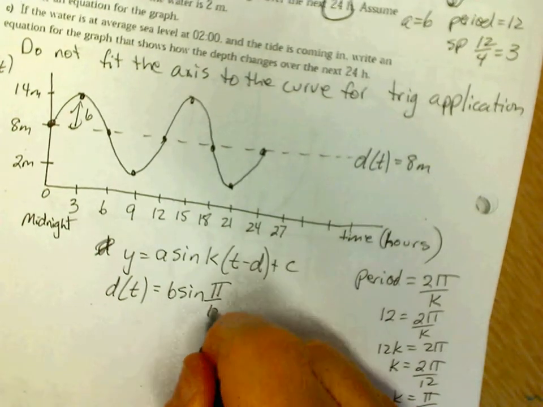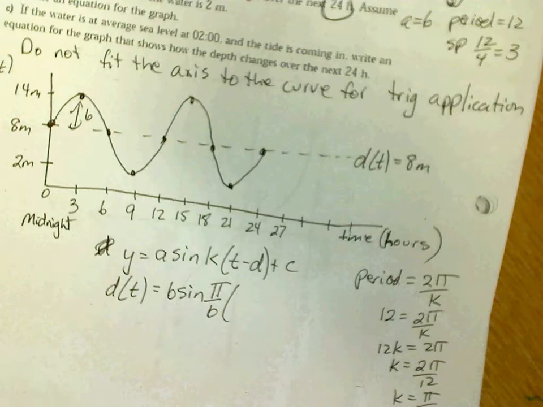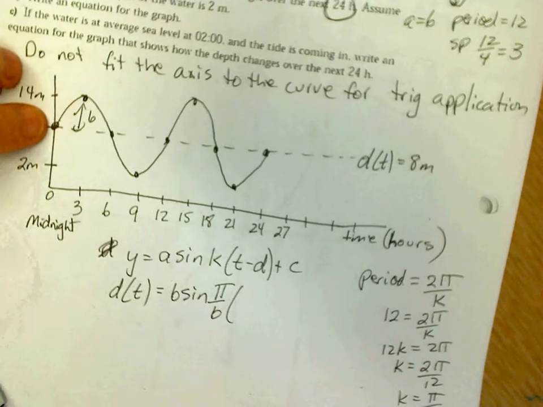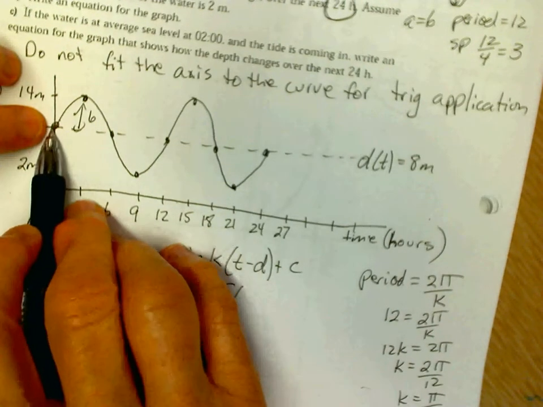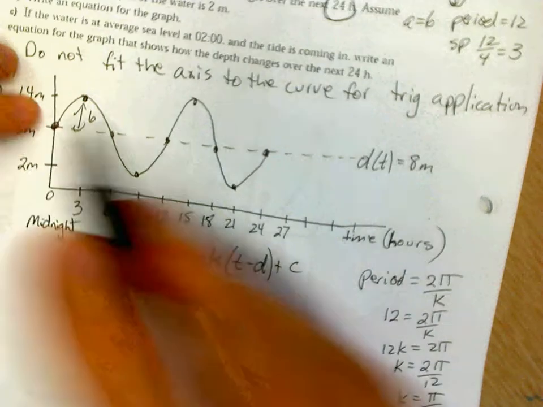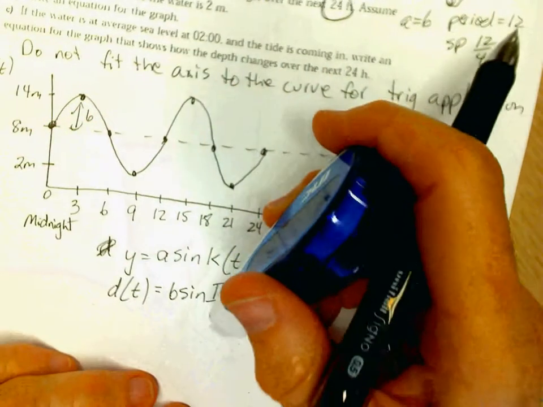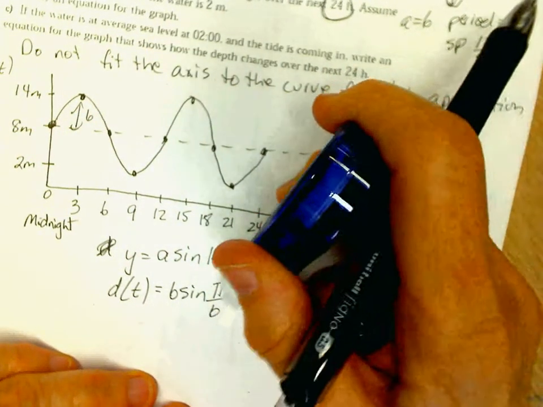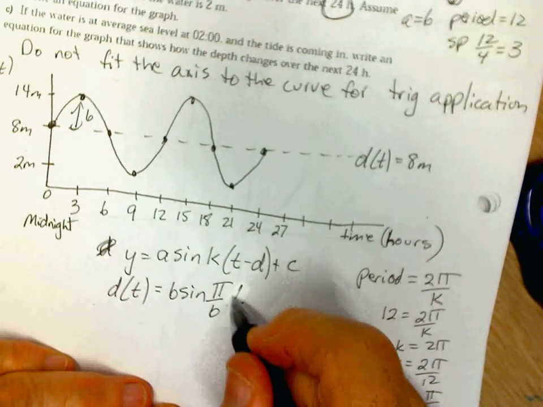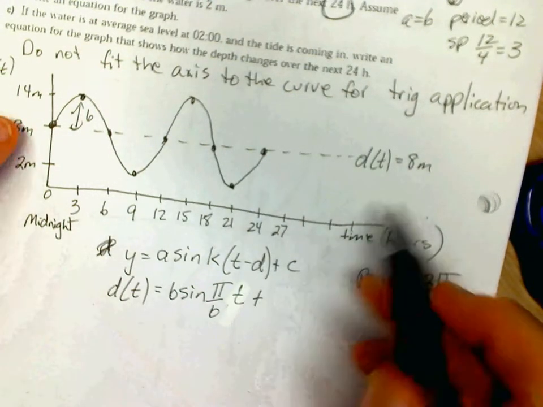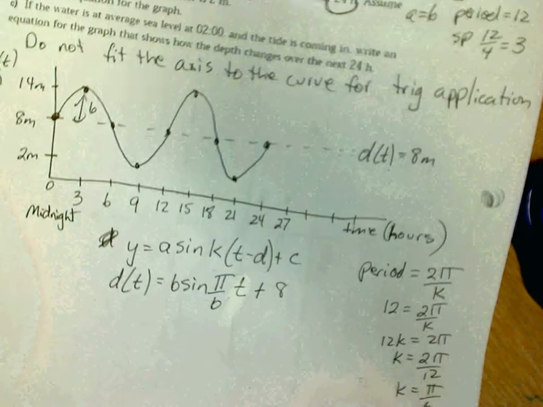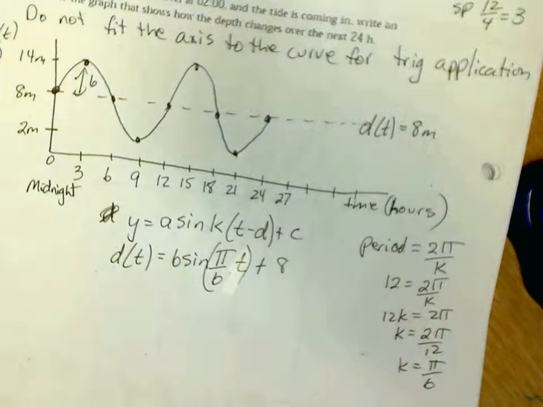There has been no phase shift. We're using a sine function, and sine usually starts at the equilibrium line, so there's no phase shift. So that's t, and our equilibrium line is 8. Good?